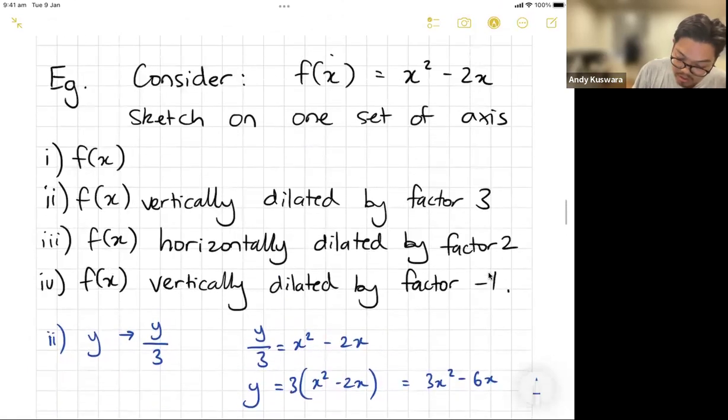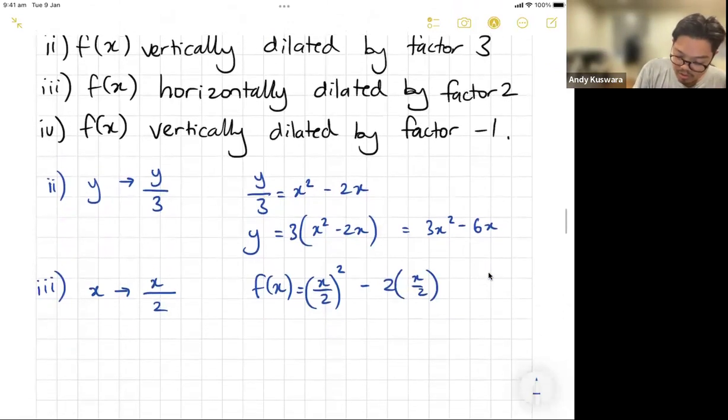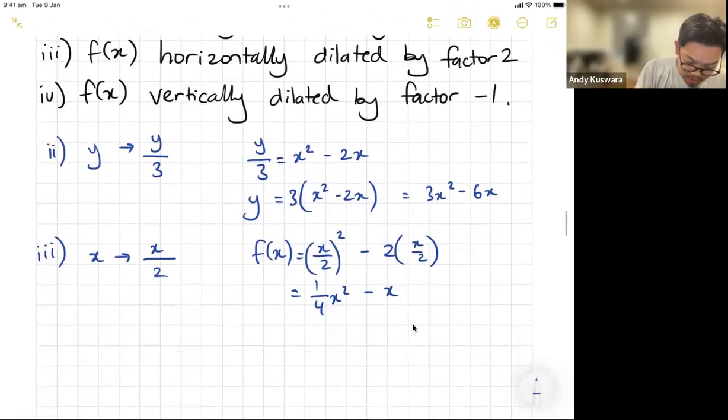Right, so it's going to become x/2 squared minus 2x. And again, if I wanted to expand all this out, this would be a quarter x squared minus x, because the minus 2 and the 2 cancel out there. Okay, now we've got one last one.